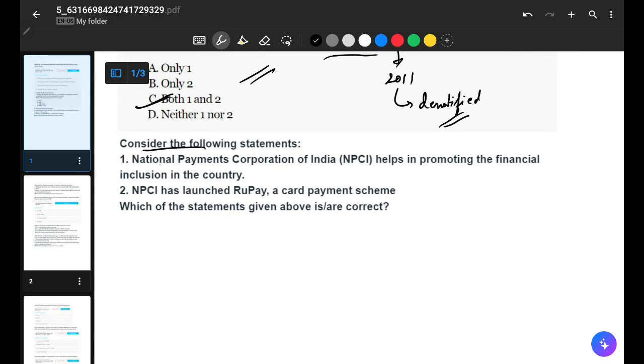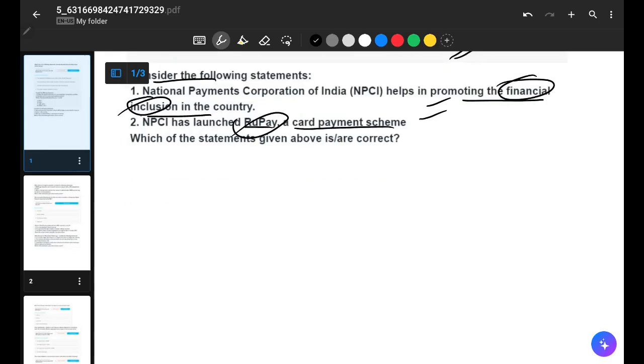Then consider the following statements. NPCI helps in promoting financial inclusion in the country. NPCI has launched RuPay as a card payment scheme. Which of the following is correct? Pause the video. Correct option is both. NPCI is for promoting financial inclusion, and it has a lot of products, and RuPay is one of them.